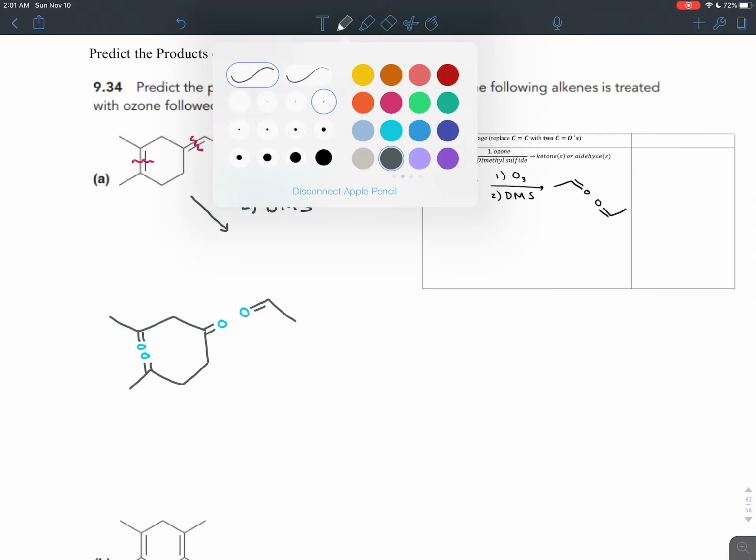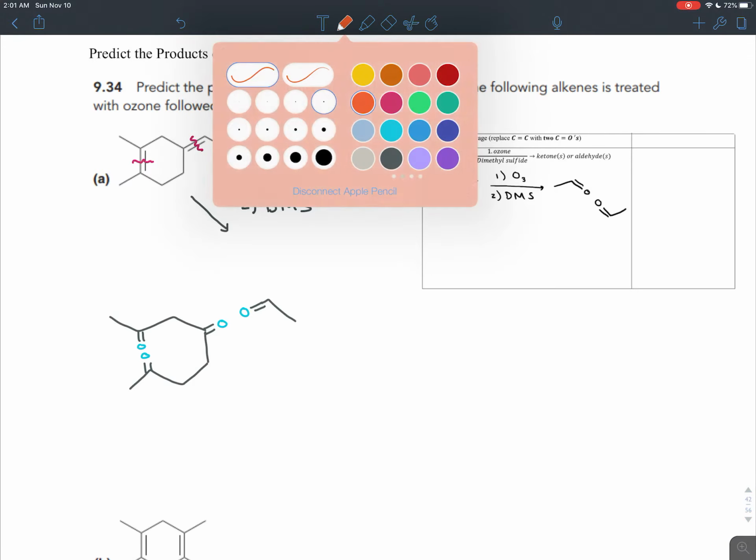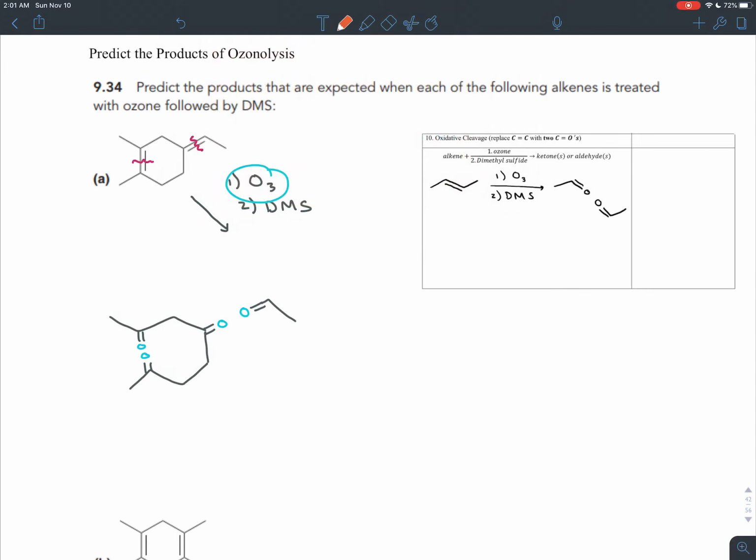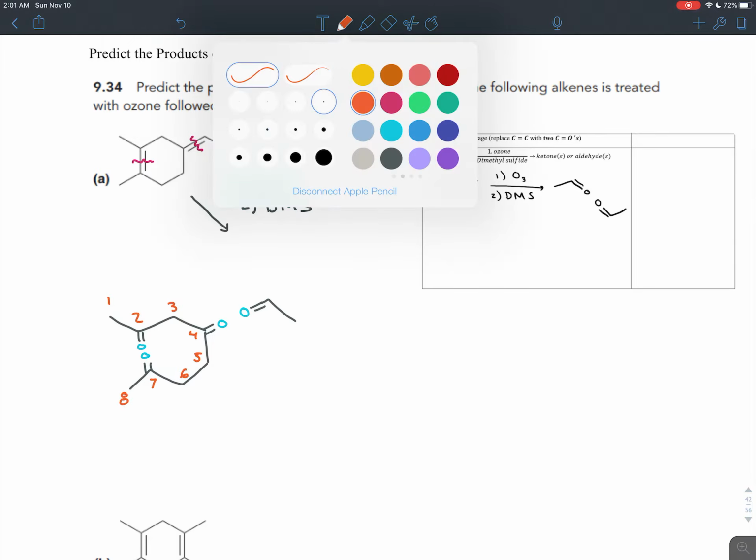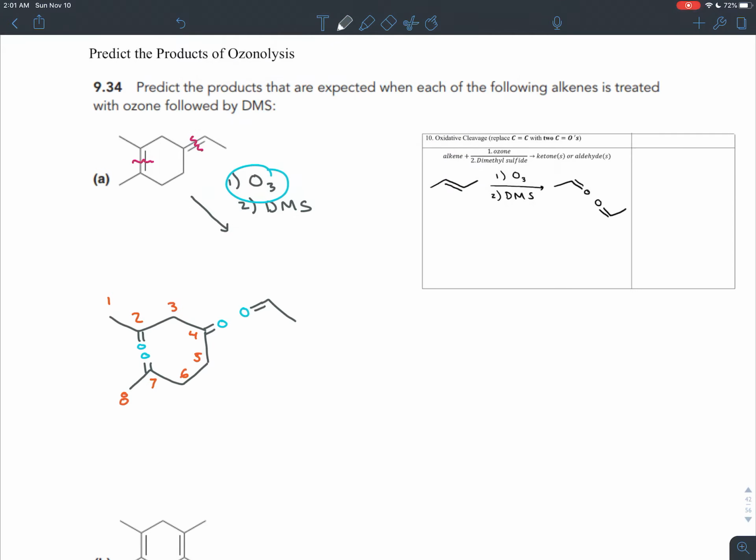so you want to be able to redraw this in the standard way. Now when you're redrawing stuff, I strongly encourage you to number the chain. Don't try to visualize it in your head or do some sort of mental acrobatics to rearrange this. Just number it. 1, 2, 3, 4, 5, 6, 7, 8. Now I'm not numbering this to name it, I'm just numbering it to keep track of stuff. So we have 8 carbons, 1, 2, 3, 4, 5, 6, 7, 8. I'm going to number those 2 just to keep track of everything.